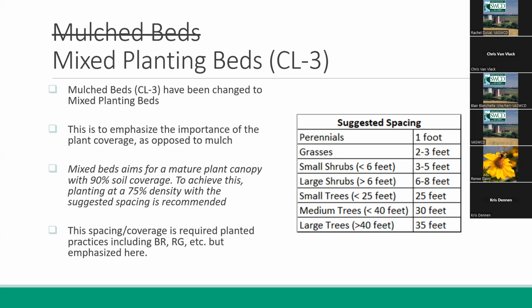So again, this italicized section is from the manual. Mixed beds aims for a mature plant canopy with 90% soil coverage. This is really at maturity. To achieve this, planting at a 75% density with the suggested spacing is recommended. So the suggested spacing block is in planted practices except for riparian buffers and tree plantings. Those have different densities, but anything else has this suggested spacing. So providing this early to your applicants to provide to designers is key.